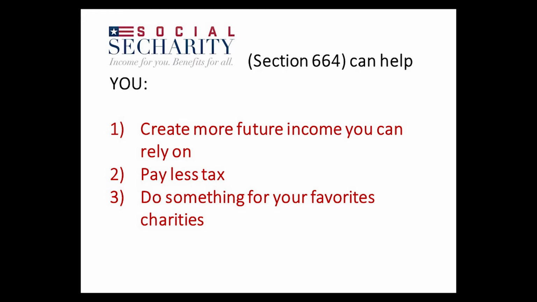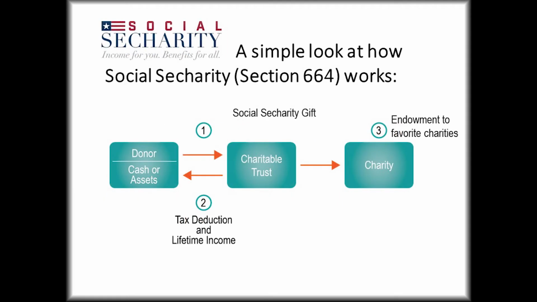Here's a simple illustration of how a charitable trust, which is a Social SeCHARITY gift, would work. In this instance, a donor makes a gift to a charitable trust that the donor creates, and the charitable trust has an agreement with the donor to receive the gift and in exchange for that gift to return income and a tax deduction during the life of the individual.